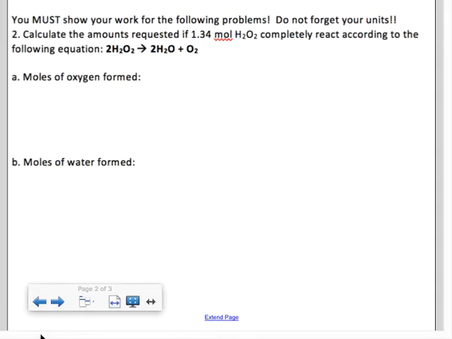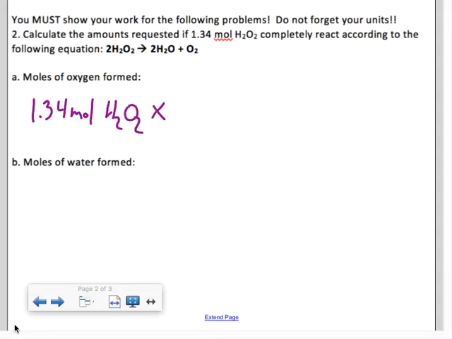Okay, second, you must show your work for the following problems. Do not forget your units. Calculate the amounts requested if I am given 1.34 moles of hydrogen peroxide H2O2. Completely reacts according to the following equation. Hydrogen peroxide breaks down into water and oxygen gas. So the first step is figure out what you're given. In this case, we are given 1.34 moles. So I'm going to start with that. 1.34 mole of H2O2.